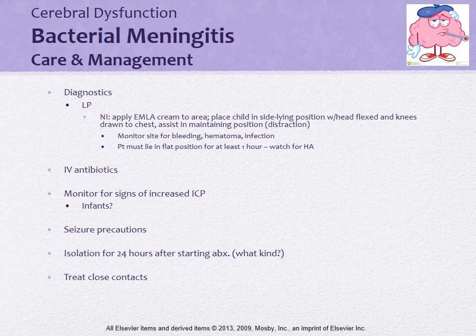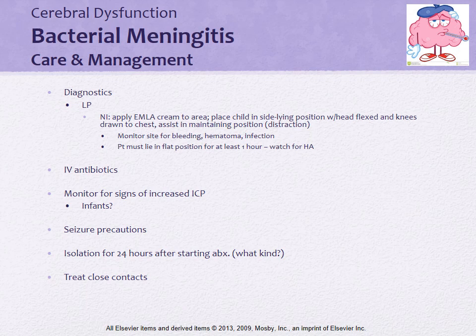IV antibiotics is what they'll get for treatment. You're going to monitor for signs of increased ICPs. Infants, what are you going to be looking for? You're going to be checking those fontanelles, pupillary reflex, also head circumference will tell you a lot as well. That's more of a long-term thing, but those bulging fontanelles are going to be your number one, along with those other signs of increased ICP with irritability, poor feeding. They're not going to be one to eat anyway. Just monitor for signs of ICPs.